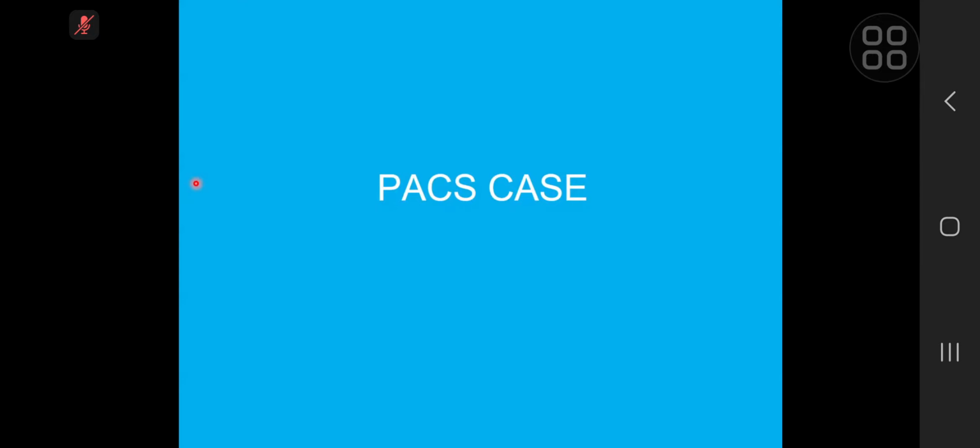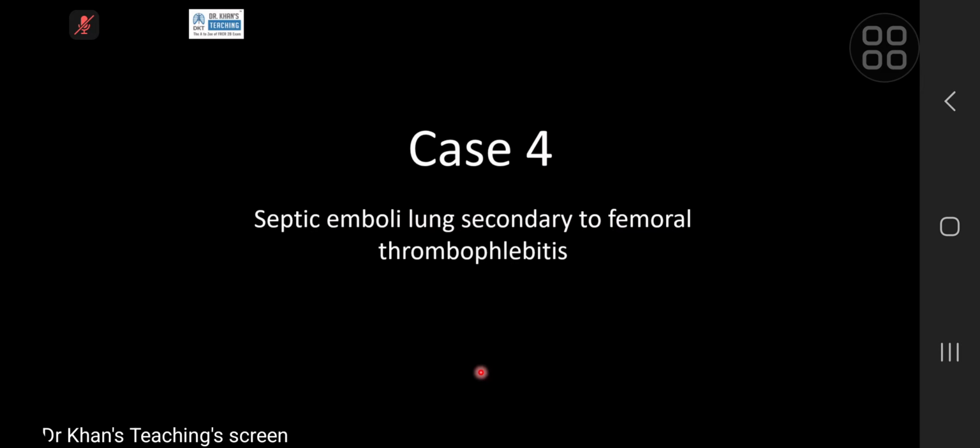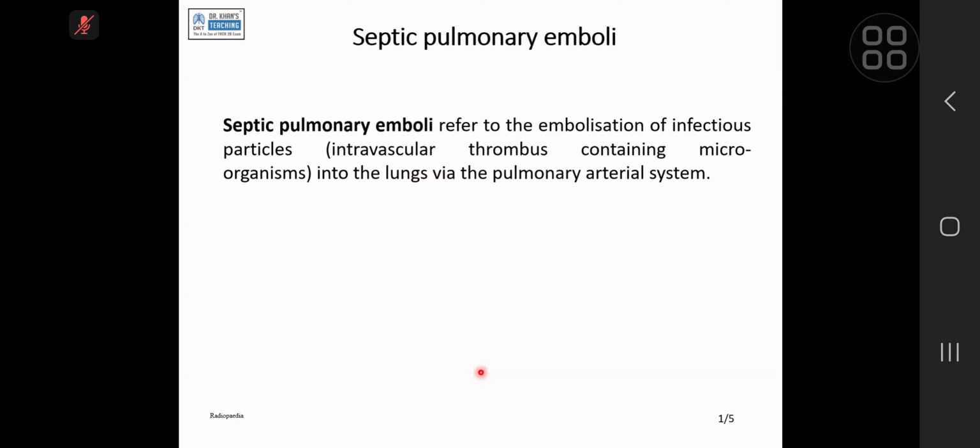So this was absolutely right. This is septic emboli secondary to femoral thrombophlebitis. Now, you should have a clear-cut concept of the word thrombophlebitis. When there is thrombosis, there can be secondary infection also. And when that happens, then we call it thrombophlebitis. It will always be in the acute phase, usually in the first 7 days or so.